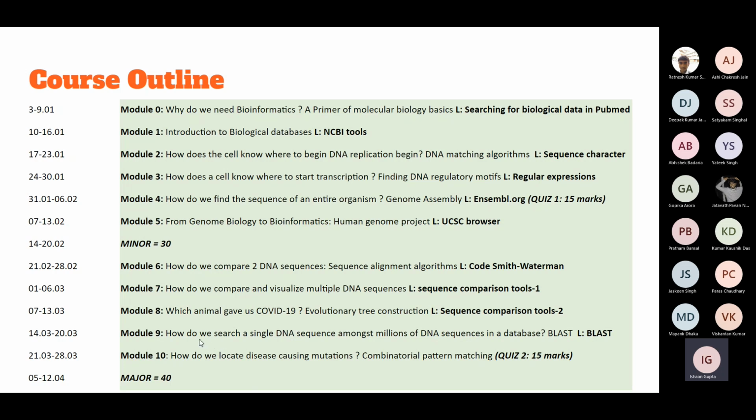In the second last module, we're going to talk about, now that you have all this information, all these DNA molecules that are out there, is there a quick way of actually searching for DNA fragments inside large databases? Here I'm going to talk about the Basic Local Alignment Search Tool and the algorithm behind it. It's an ingenious algorithm, and these fall in the category of heuristic algorithms. Modules 6 and 7, the sequence alignment problems, are typically dynamic programming algorithms. And in module 10, I'm going to talk about how we locate a disease-causing mutation, and here I'll introduce the algorithms called combinatorial pattern matching algorithms.